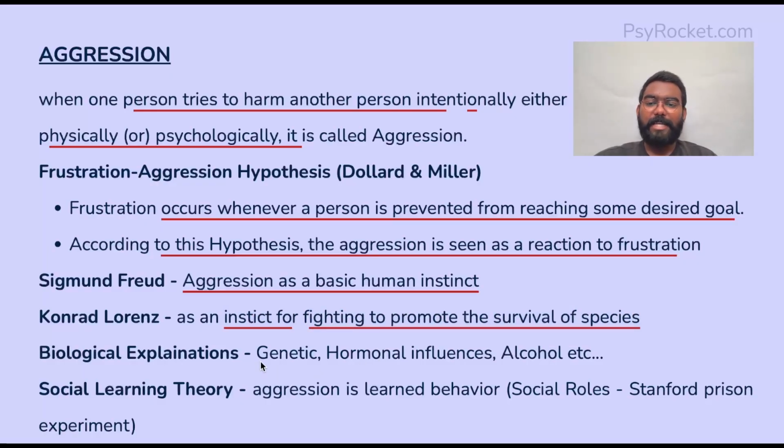There are biological explanations as well, which talk about genetics and hormonal influences like testosterone. There are studies which revealed that higher testosterone levels lead to more aggression. Then alcohol. All of these are biological explanations for aggression. Then there is social learning theory, according to which aggression is seen as a learned behavior, and within which social roles also play an important role.